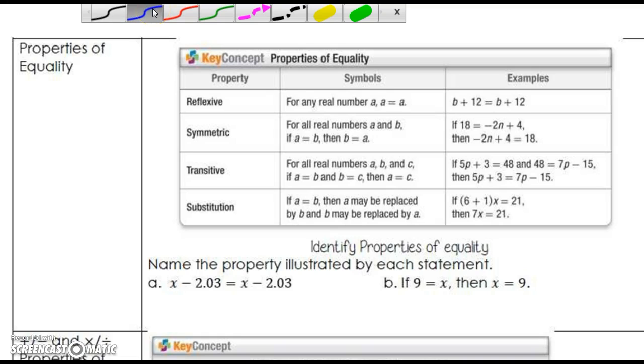So, for this first part, let's talk about these. You saw them in geometry. Reflexive. So reflexive just means, I always think of it as very flexible, because you could just say that b plus 12 is also equal to b plus 12 itself, or maybe a reflection in the mirror equaling itself.